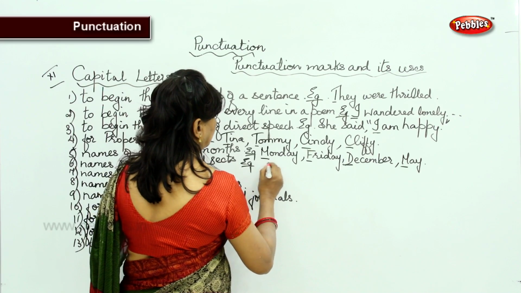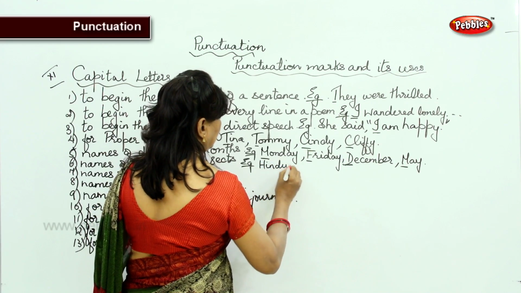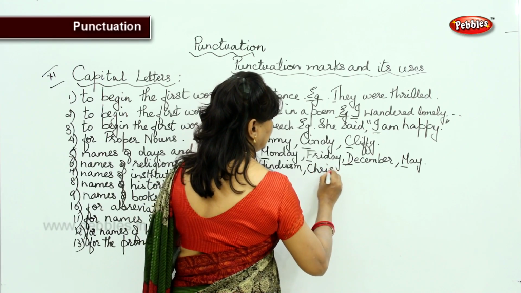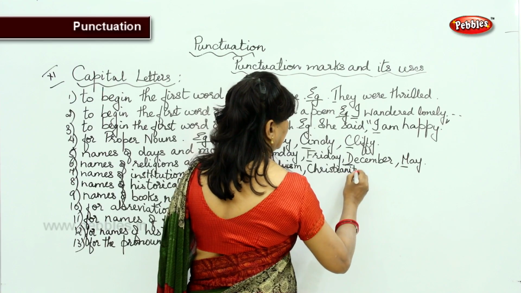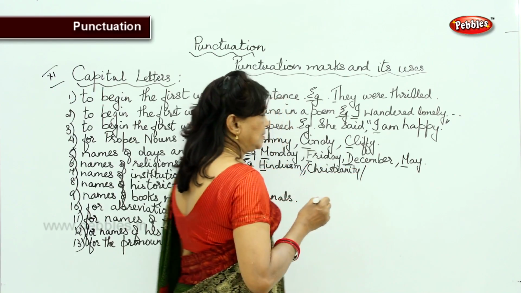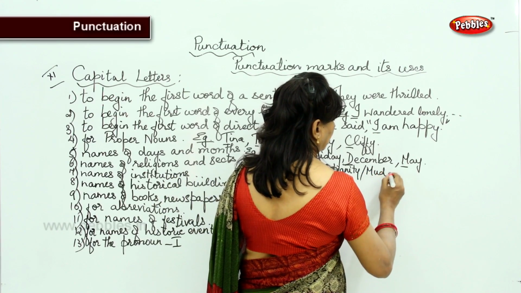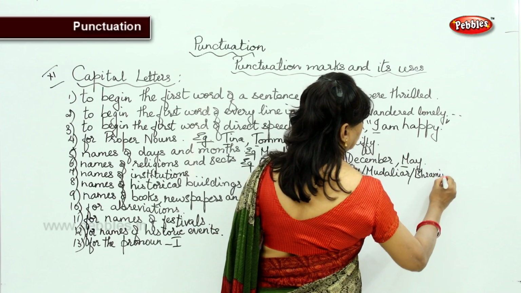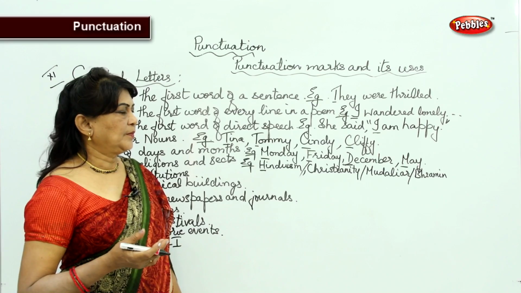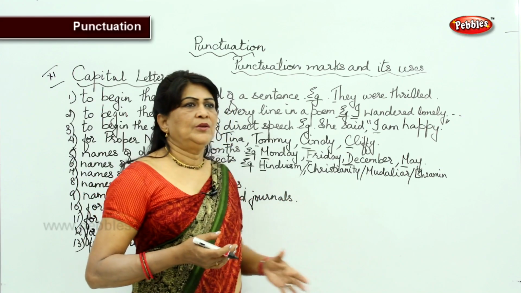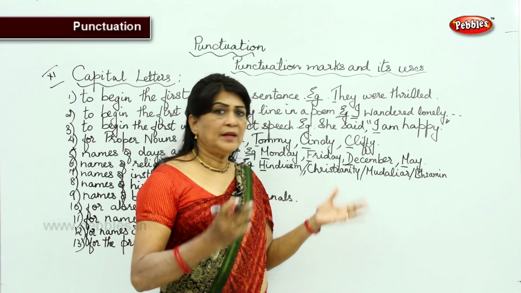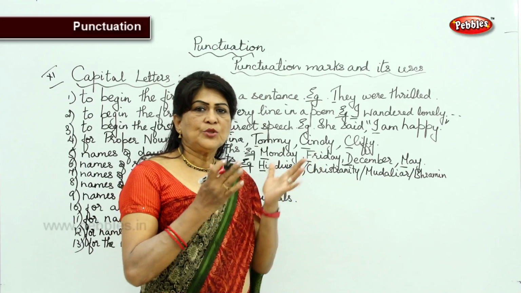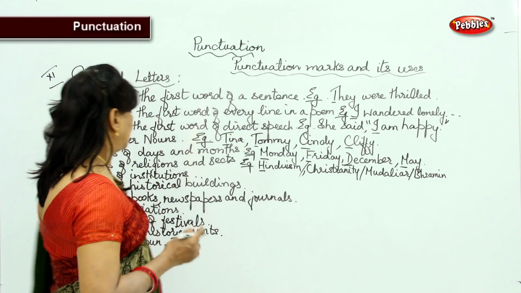Okay, names of religions and sects. Example, Hindu or Hinduism, Christianity, okay. Sect, what is a sect? Mudaliyar, Brahmin. These are all castes. There are sects also, like if you see Brahmin, you can say Iyer, Iyengar. Among Brahmins you have two sects, isn't it? So if you see Muslims, you see Sunni Muslims, Shia Muslims. So these are all sects.